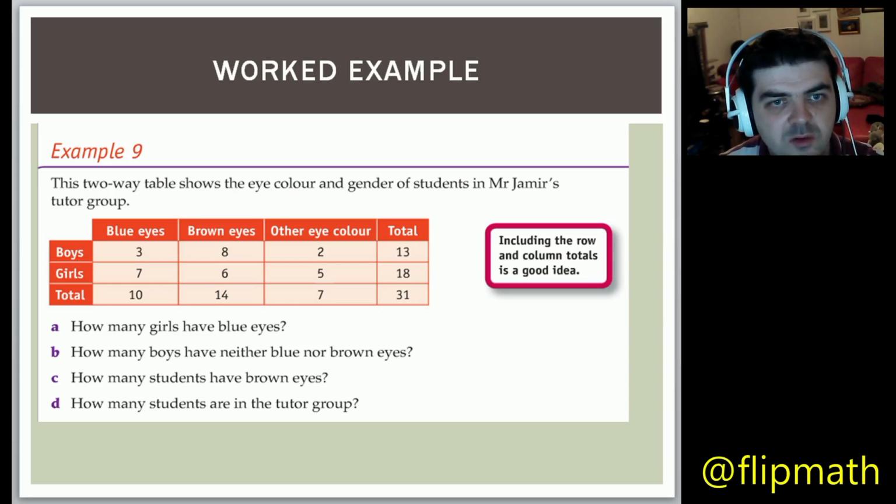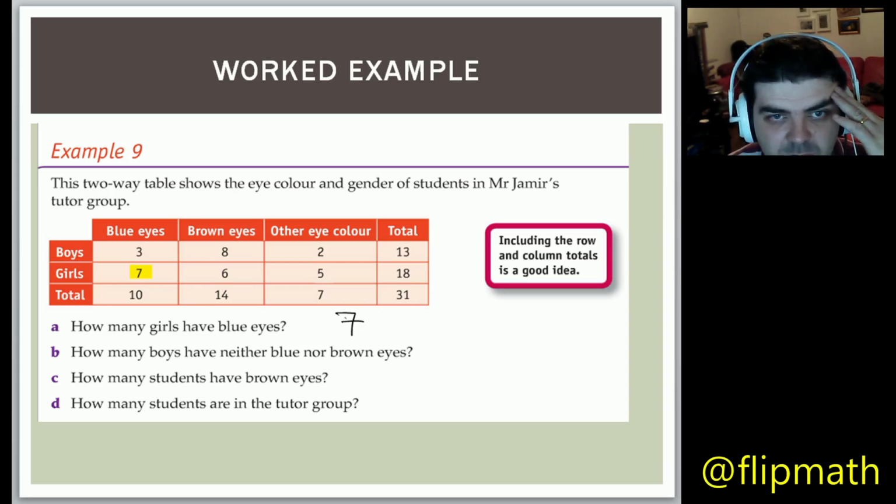So we're looking at the row with girls along here, and we're looking at ones with blue eyes, and that number is 7. 7 girls have blue eyes. Brilliant. How many boys have neither blue nor brown eyes?